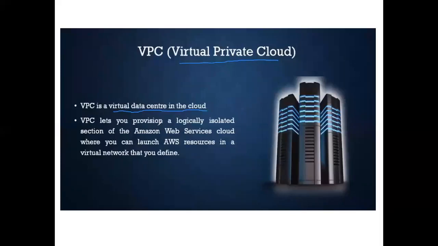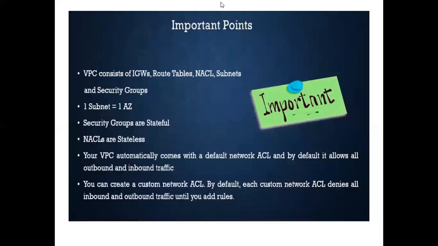VPC lets you provision a logically isolated section of AWS, wherein you can launch AWS resources in a virtual network. If you're not able to understand, don't worry. I'll simplify it. VPC consists of components like internet gateways, route tables, NACL, security groups. One subnet equals one availability zone. Don't worry about the technical jargon. We'll be discussing stateful and stateless in nature.